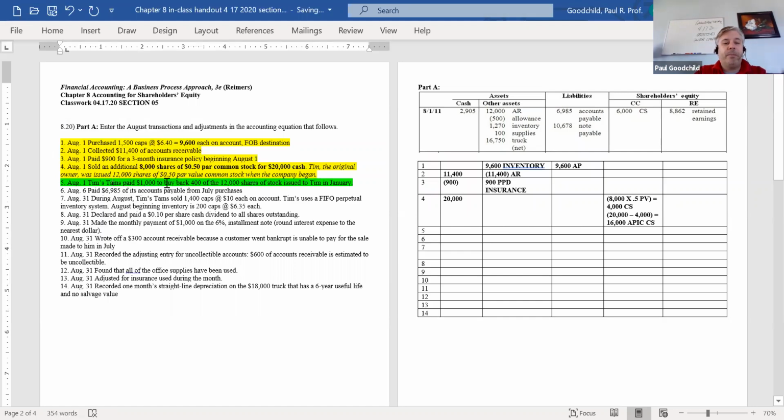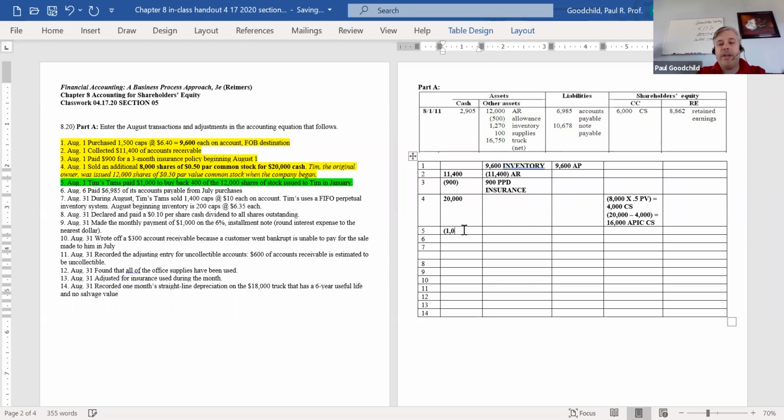Tim's Tams paid back $1,000 to buy back 400 of the 12,000 shares issued in January. So we have $1,000 in cash that's being reduced. And then within contributed capital, we have $1,000 in treasury stock.